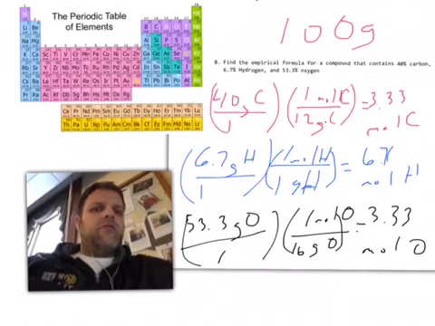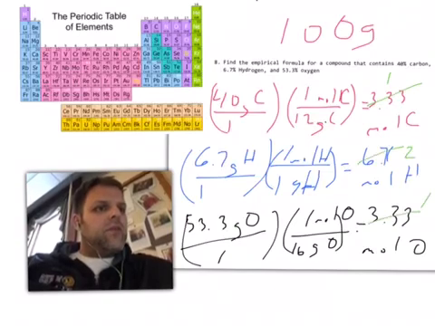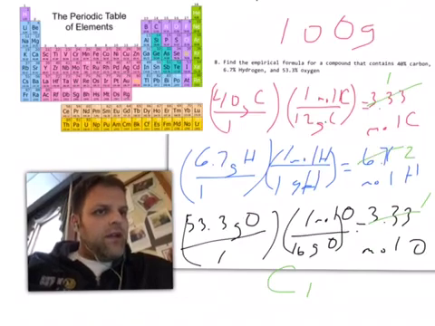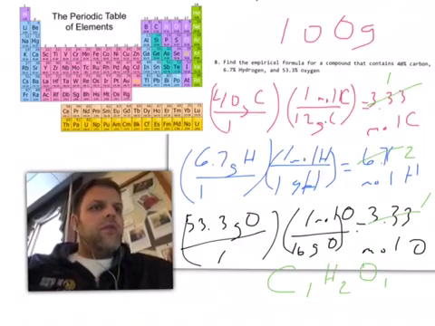Let's make a new fancy color. We're going to do this as a 1-to-2-to-1 ratio. So my formula would be C1H2O1, or CH2O.